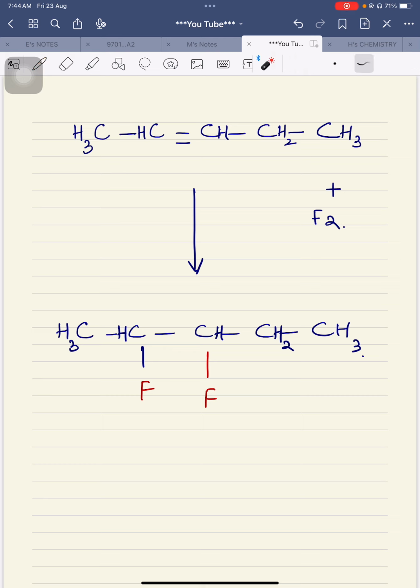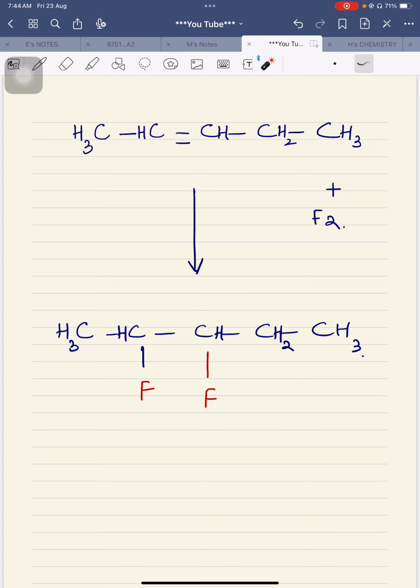Now you can see that this carbon atom is making a single covalent bond with this carbon atom. This carbon atom is making a single covalent bond with this carbon atom. This carbon atom is making a single covalent bond with this hydrogen, and this carbon atom is making a single covalent bond with this fluorine.